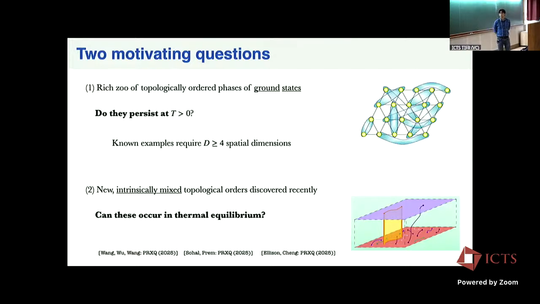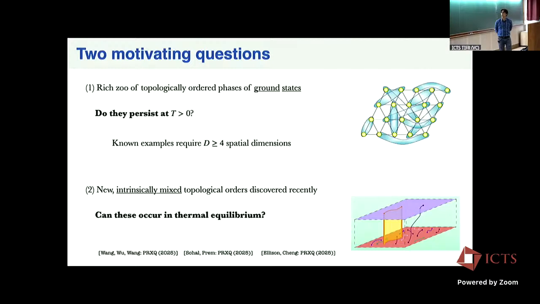And what has been known before is that there are examples that indeed survive at finite temperatures, but all the known examples require spatial dimensions that are 4 or larger, which is kind of unphysical. It's not something that you would actually see in a condensed matter experiment. Maybe in some artificial synthetic system, you could do it. So there's an open question of, can you do something at finite temperature in 2D or 3D?